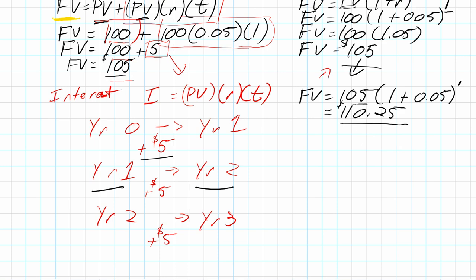Let's do a little side-by-side comparison here. From year 0 to year 1, we had the same amount, or the first compounding period. We went up $5.